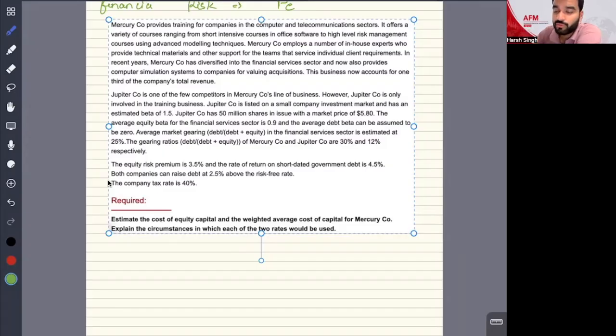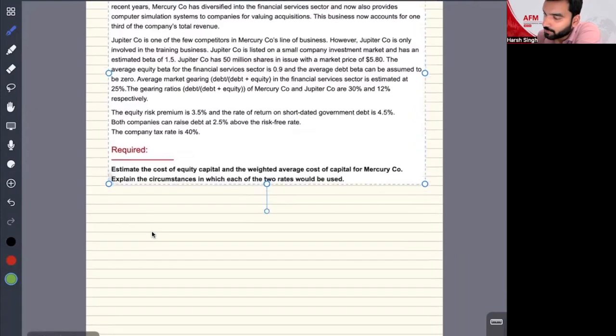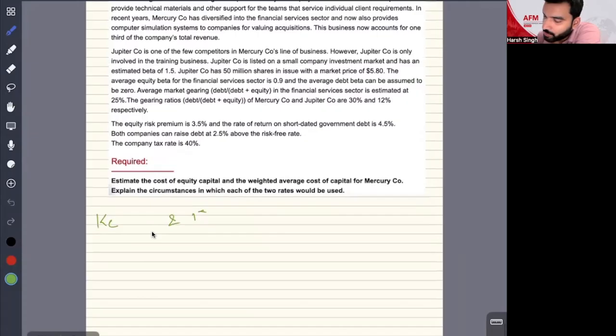Beta, what is the requirement in the company? Estimate the cost of capital, cost of equity capital, and the weighted average cost of capital for Mercury company. This is the requirement. Now, what do we need to solve for? Always look for that. We need to solve for cost of equity and cost of debt. Correct.